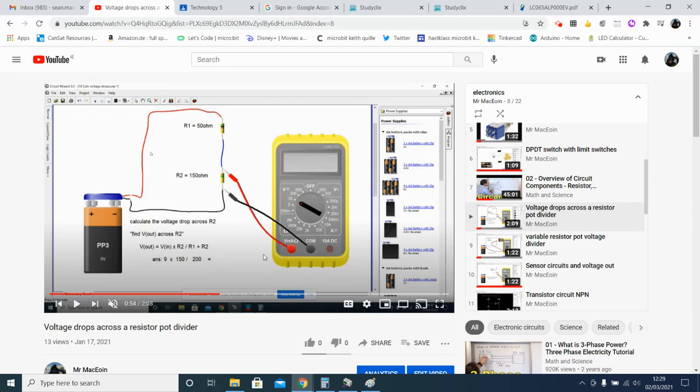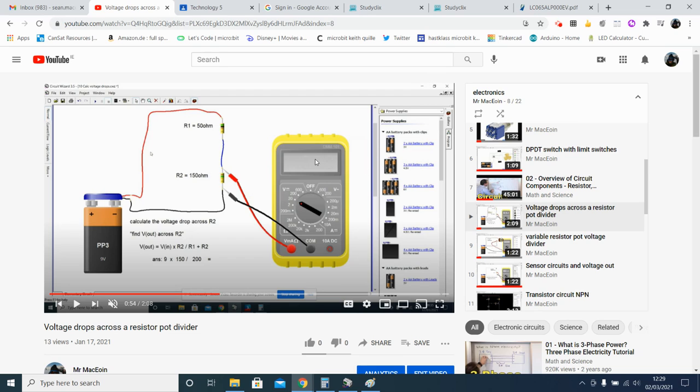Or you could use this formula, where V out is equal to R2 divided by R1 plus R2 multiplied by voltage in. We'll give you your answer too. It's just about finding the potential voltage in between two resistors, and that normally leads on to another component. So let's have a look at leaving cert.